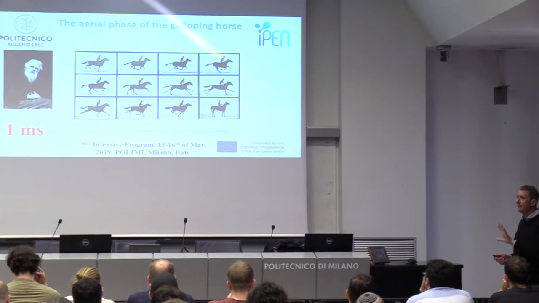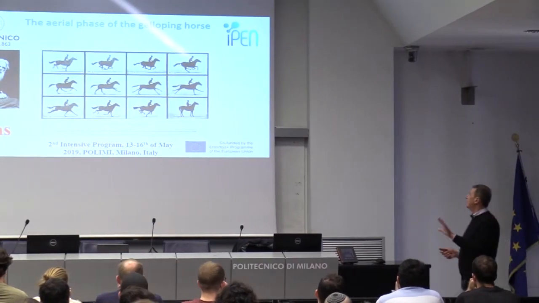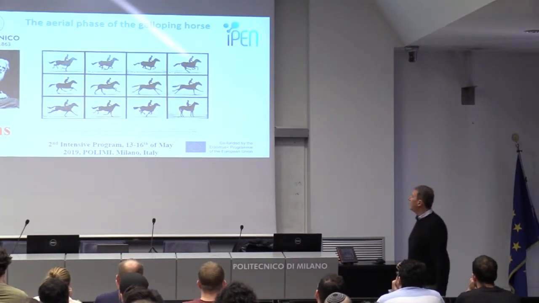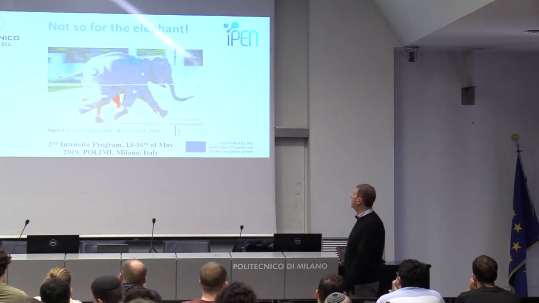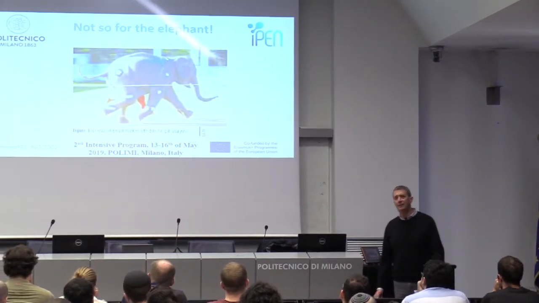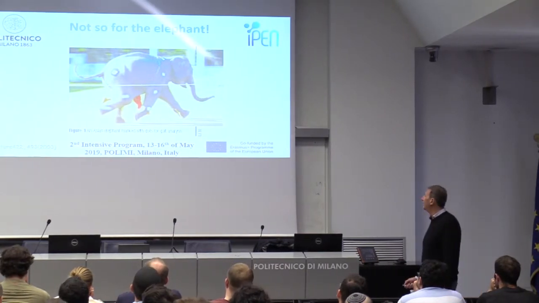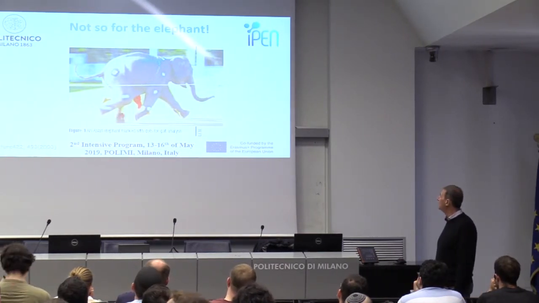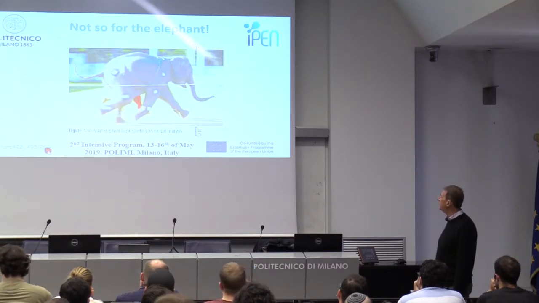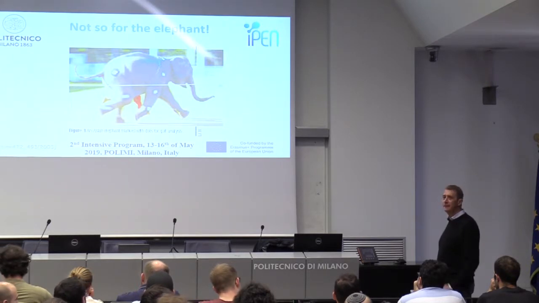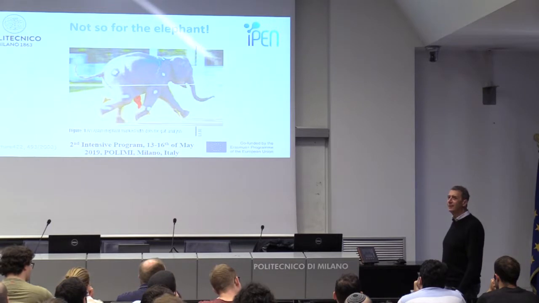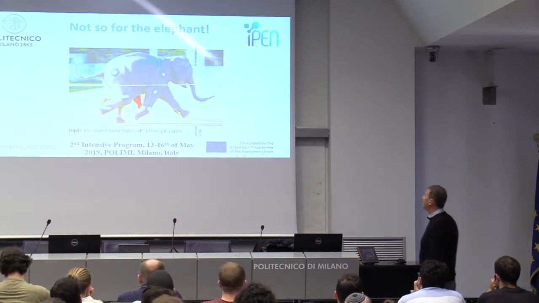So we start with 1 millisecond, then we went down in time resolution. Now, just to complete the story of the galloping, I should tell you that the elephant doesn't have an aerial phase. Okay, that is expected because it's so heavy. So you see there is always 1 foot on the ground. And this was established much more recently, 2003, and it was published in Nature. So now when they reject my paper and they say it's not interesting, I say, okay.